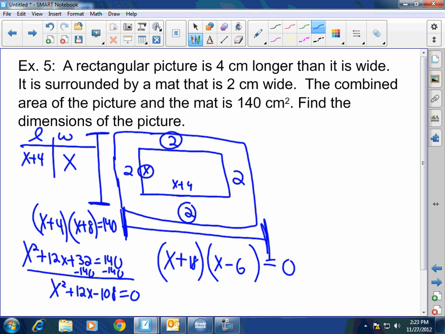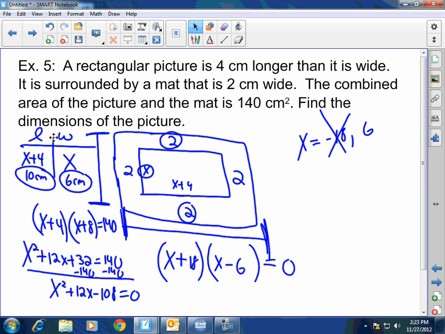Excellent, kid. Now, you use the zero product property. You got to set both x plus 18 and x minus 6 equal to 0. So x will equal negative 18 or positive 6. Negative 18's no good, garbage. So x has to equal 6. So the width is 6 centimeters and the length is 10 centimeters. And that's how you apply all the stuff we've learned so far.